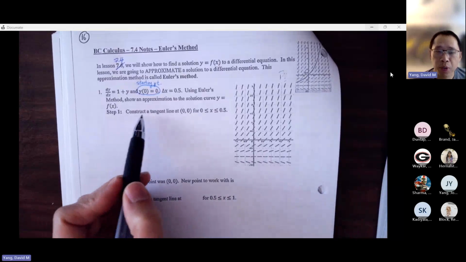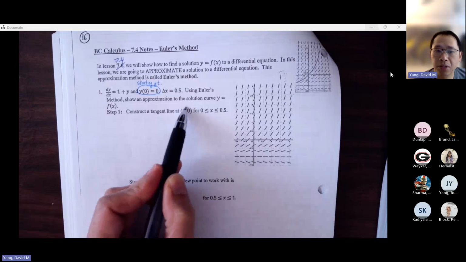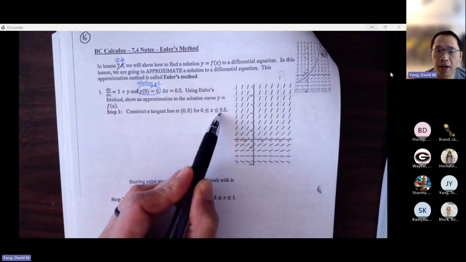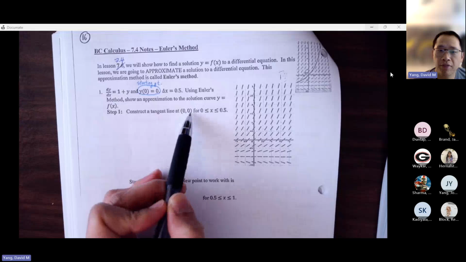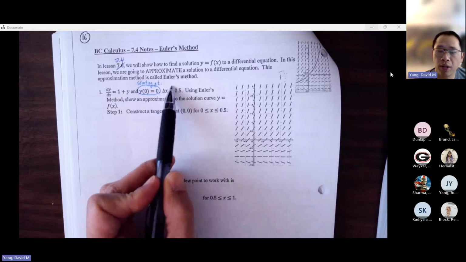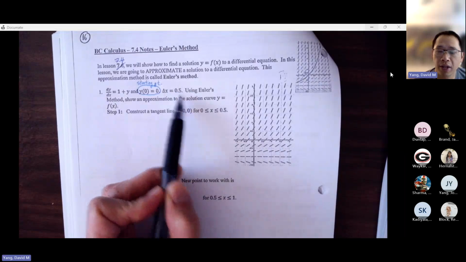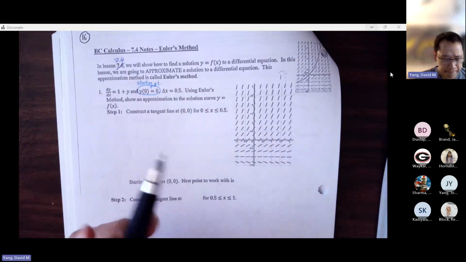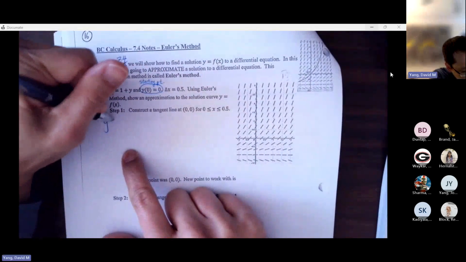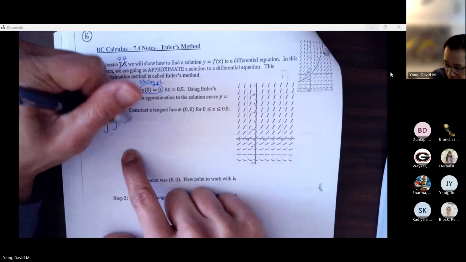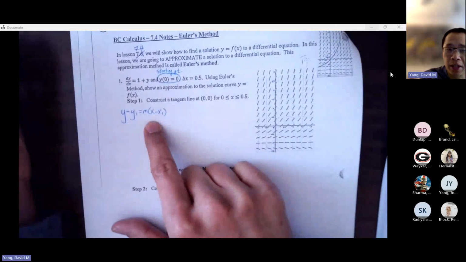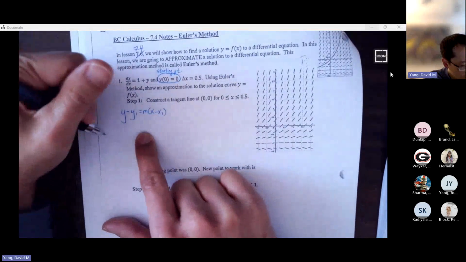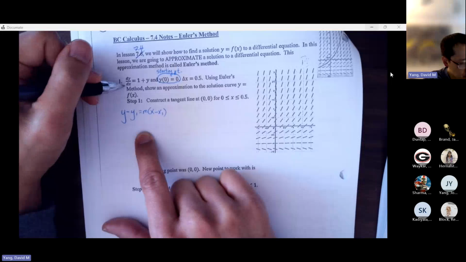First, we're going to construct a tangent line at (0, 0) from 0 to 0.5. We have our ordered pair. We're going to figure out the slope at this point and then use that information to map out the approximated y value at 0.5. Okay, so here is our equation. We're basically going through point-slope form.